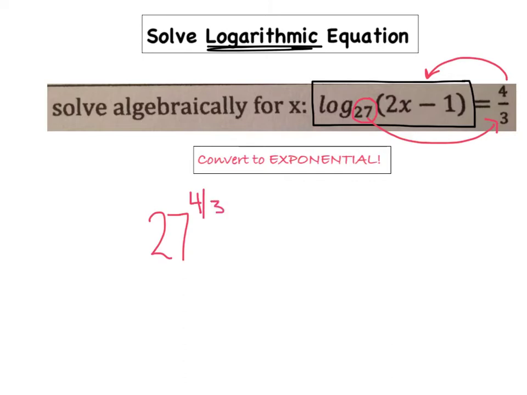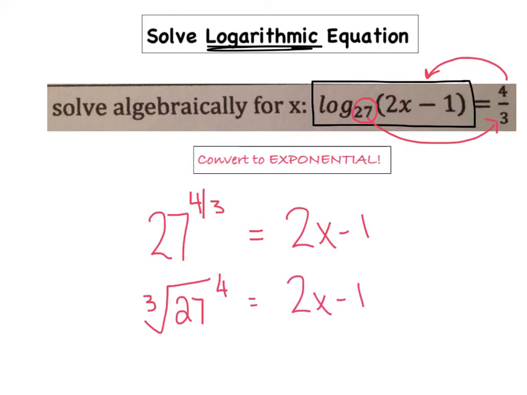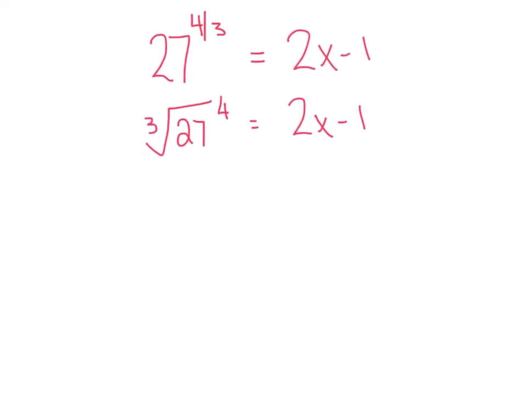Now, as far as evaluating 27 to the 4/3 power, I think we can certainly do it in our head. We'll just rewrite this using the groundhog rule. It's the cubed root of 27 raised to the 4th power. If you feel uncomfortable doing that, you're more than welcome to use your calculator. Just be very careful to type it in accurately. The cubed root of 27 is a 3. If I raise 3 to the 4th power, I'll get 81.